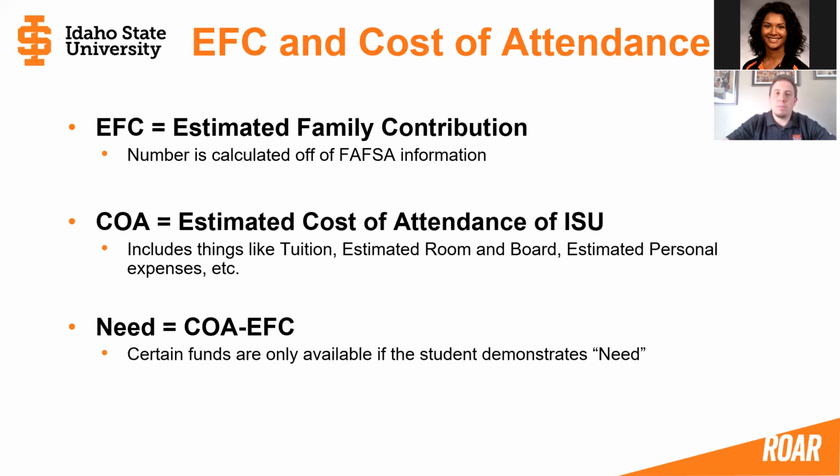So what different types of awards you can qualify for. And need is going to be your cost of attendance minus the estimated family contribution. So let's say cost of attendance was $10,000, estimated family contribution was $5,000.